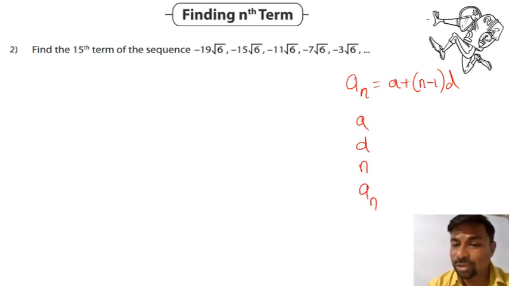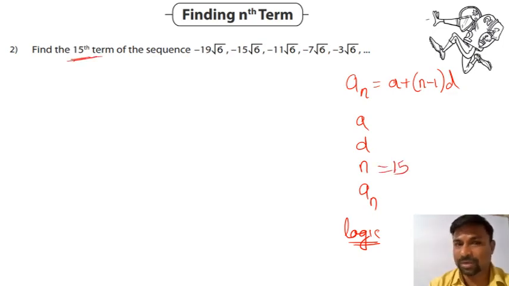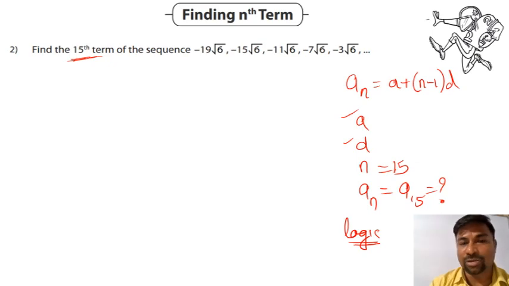Now, as I said, if you remember the logic, as he is asking the 15th term we can say n equals 15. The 15th term, the roll number is 15. The question is, what is the 15th term? This is the given question for you. So we need a and also d. To find the value of a and d, let us get into the question there.